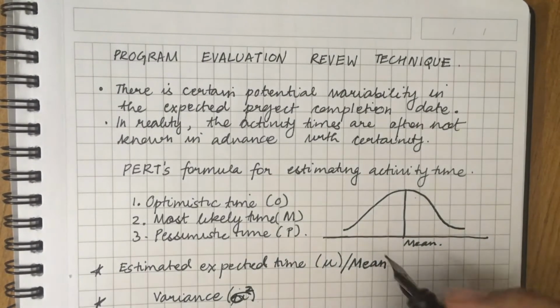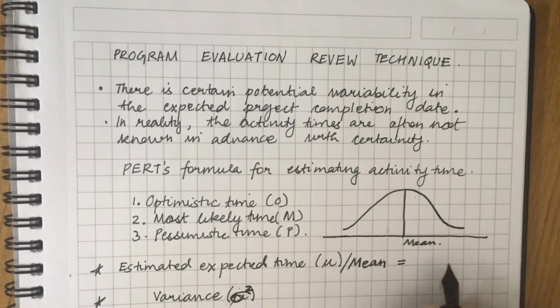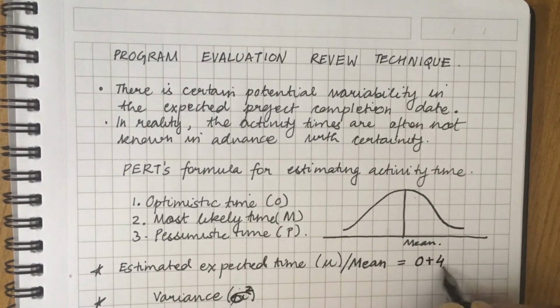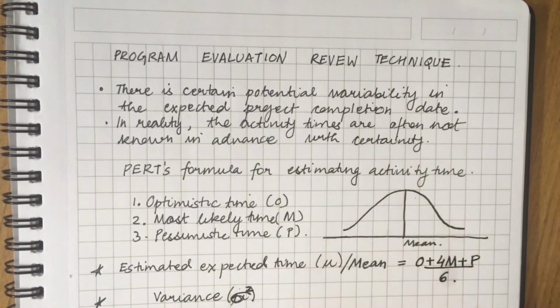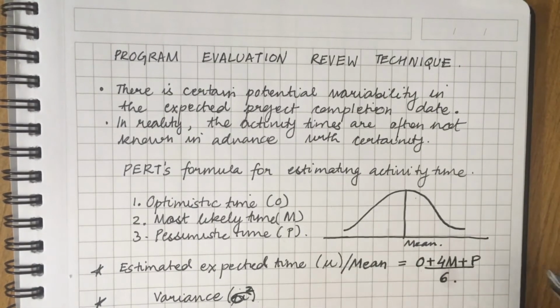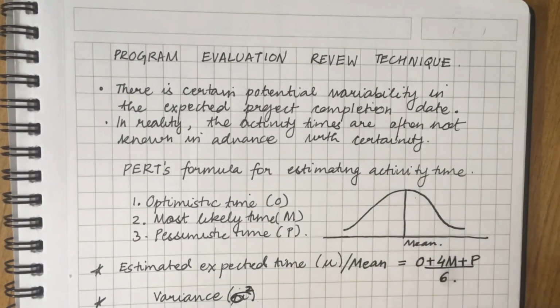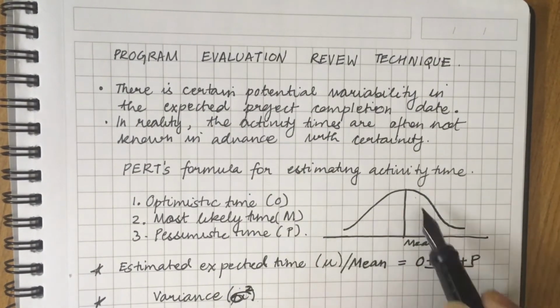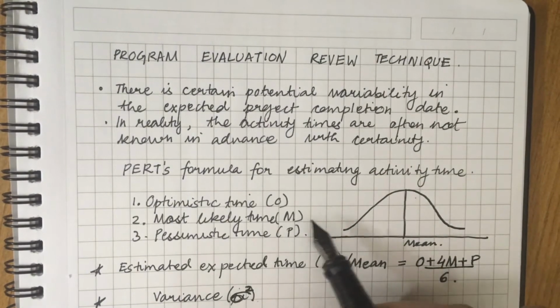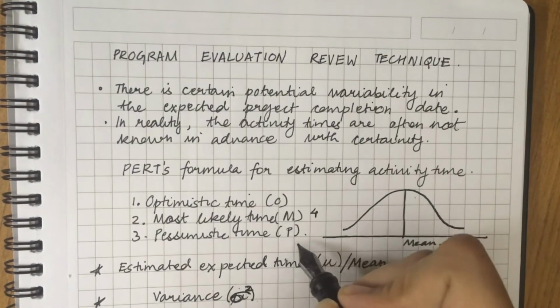The formula for calculating the estimated expected time, or the mean duration, is equal to O plus 4 times M plus P, divided by 6. We use a weighted average calculation because statistically we find that the largest portion of a randomly occurring population of data will be found close to the mean. So that's why the weight of the most likely time is 4 times as compared to the optimistic time and pessimistic time, which is 1.